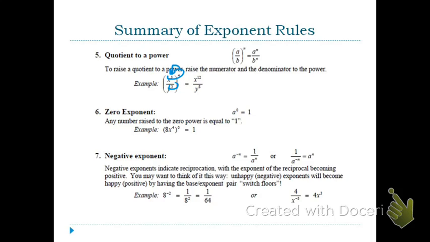The next rule is the zero exponent rule. Any number at all raised to the 0 power is equal to 1. Any number raised to the 0 power is equal to 1. Same with any variable raised to the 0 power is equal to 1.